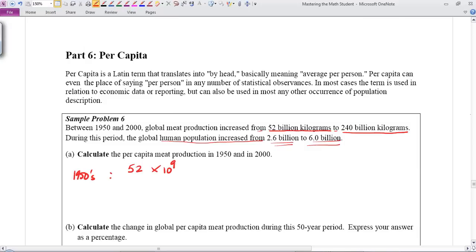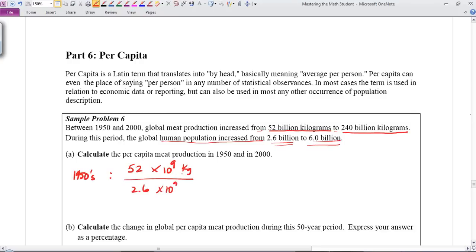1,000, a billion. When we talk about kilograms, etc., then we get into the fact that a kilo is a power of 3, so 10 to the 3rd, because it's 1,000, and then a million is 10 to the 6th, and a billion is 10 to the 9th. So 52 billion kilograms is 52 times 10 to the 9th kilograms. And that was per 2.6 billion.